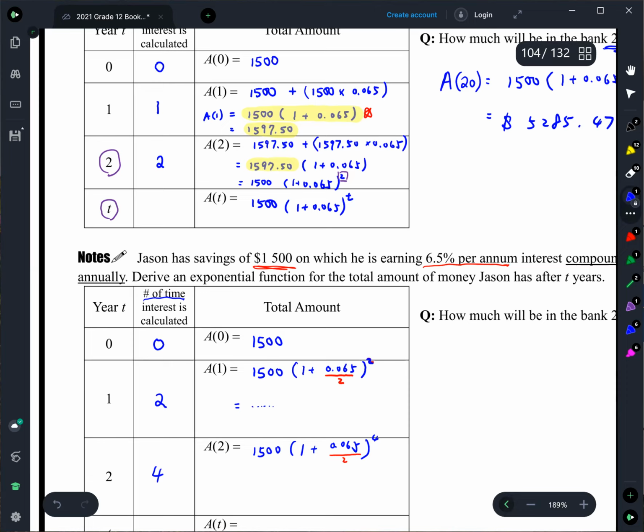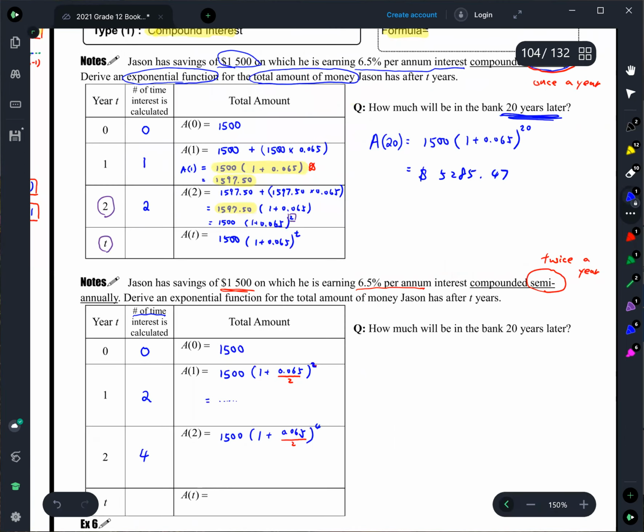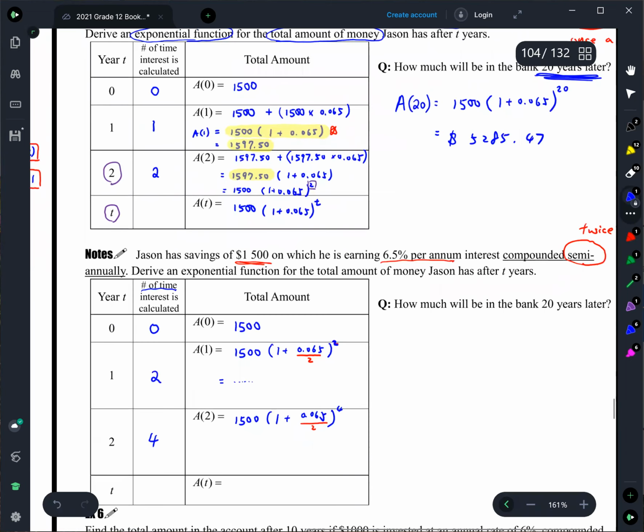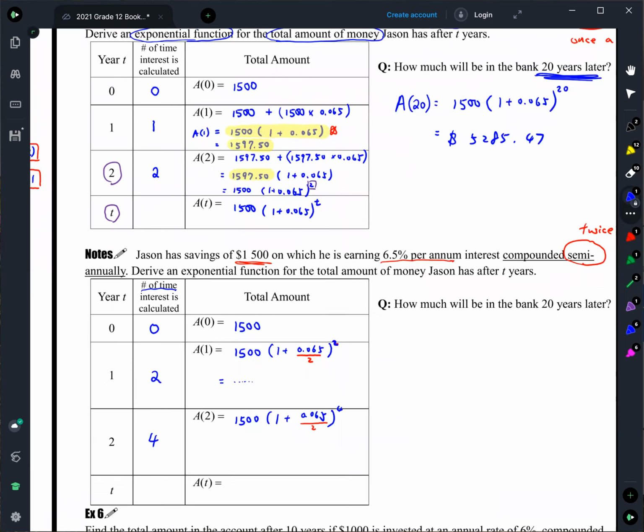2 years, 1 year will be 2 times, 2 years will be 4 times, but the interest rate is cut in half. Cutting half is because of the semi-annually. Pay you 2 times a year, so interest rate cut in half. That one stays the same. So based on this pattern, if it's 3 years, then exponent will be 6. 3 years will be 6, 4 years will be 8, because it's 2 times a year.